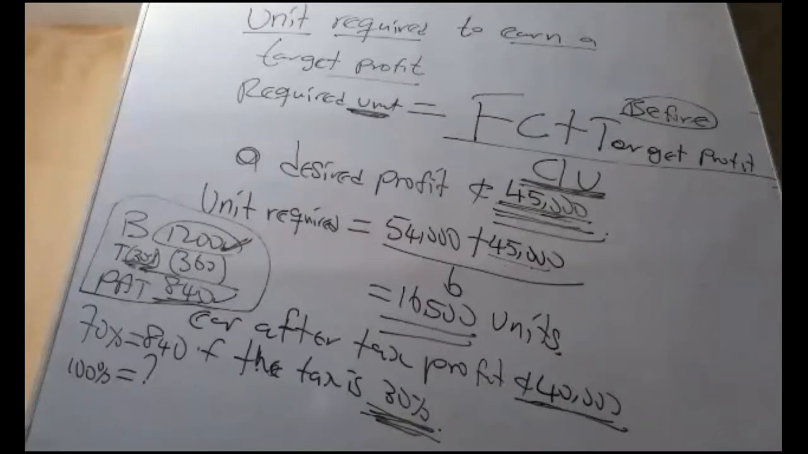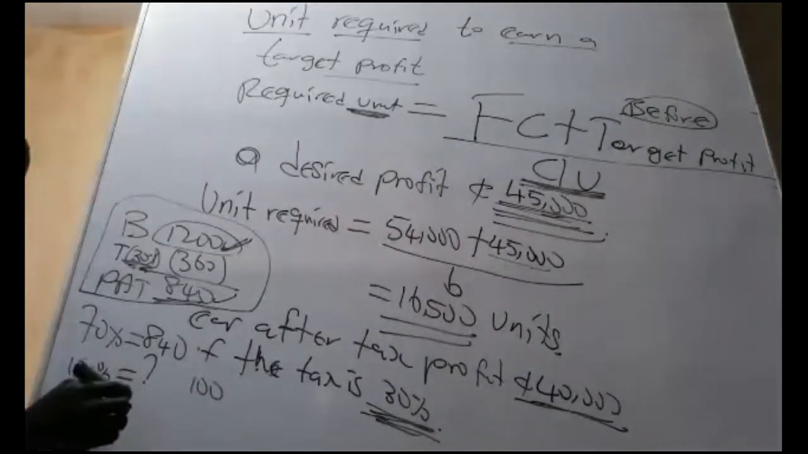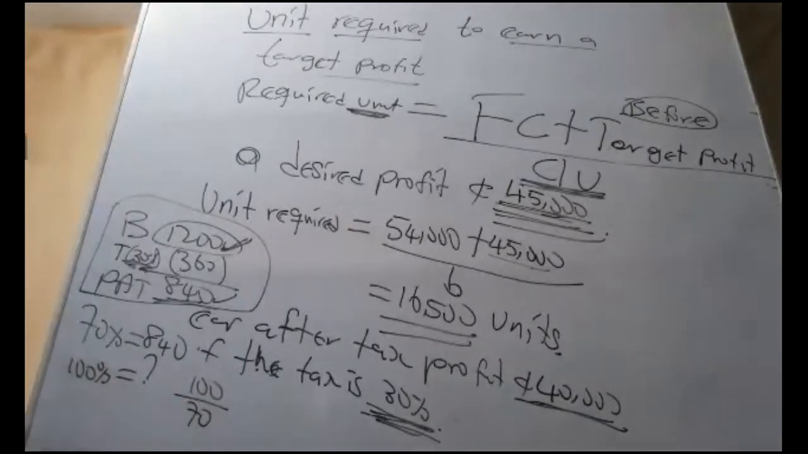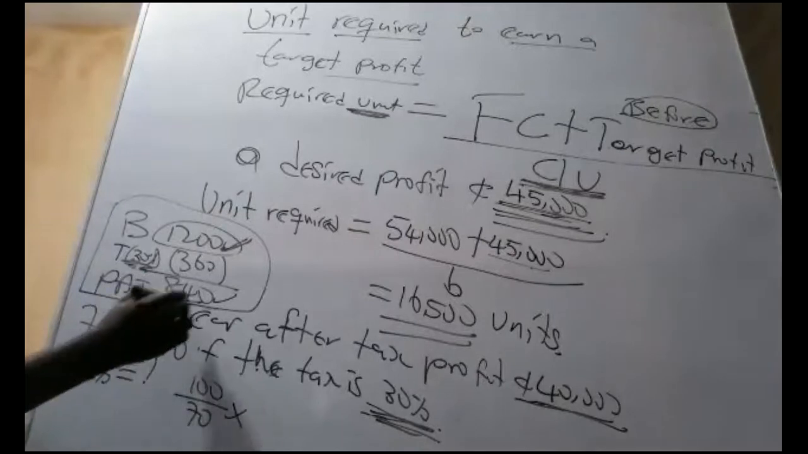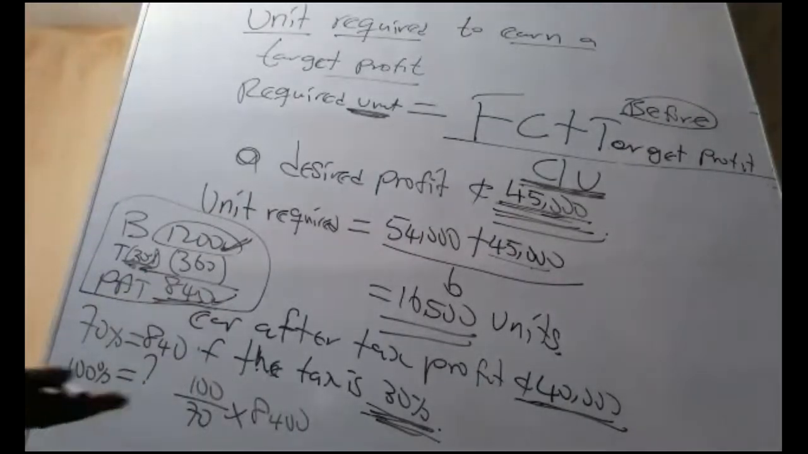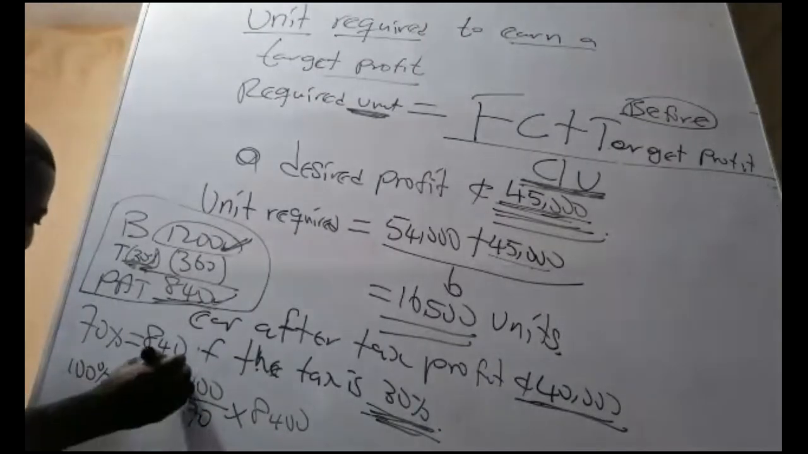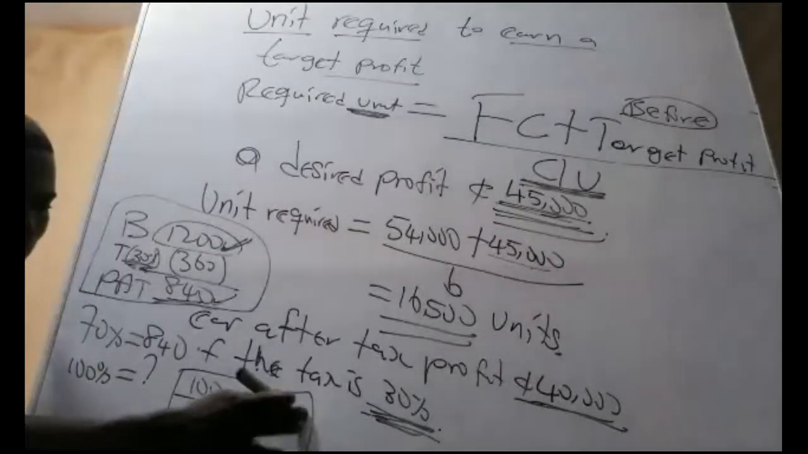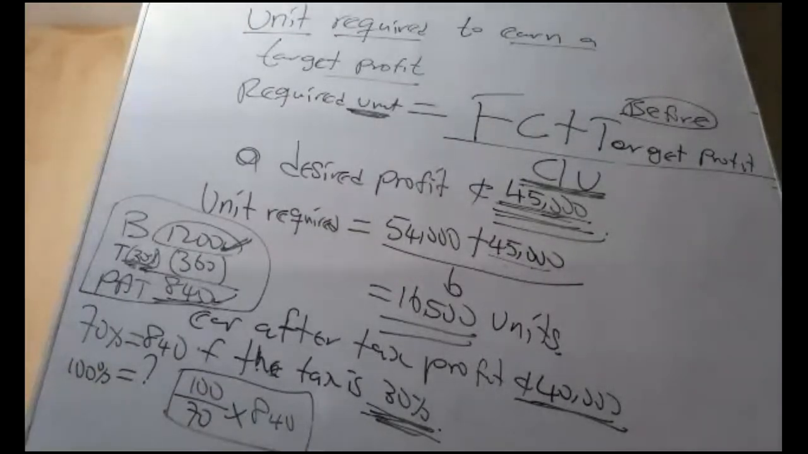I want 100%. So it will be the 100% divided by the net 70% times what will be given. They give us 840. Good. So realize that when we do this, it will give us the answer. It will give us exactly the 1,200. That's the profit before tax. So this answer is equal to 1,200.